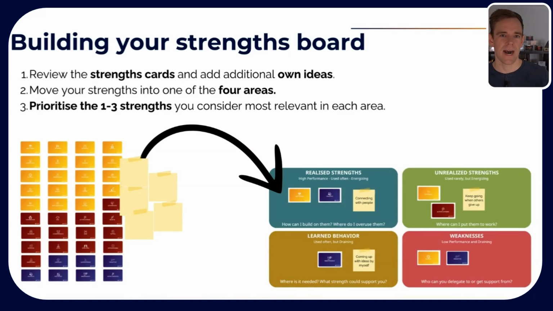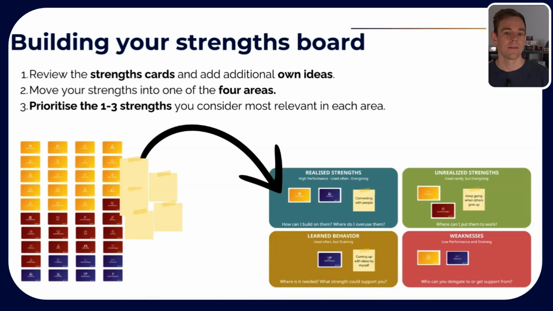First, we need to have a physical or online environment in which we can work with the cards. Then we let the client review the cards and place each card into one of the 4 categories: realized strengths, unrealized strengths, learned behaviors, or weaknesses. Feel free to add additional post-its and texts to reflect ideas that your client might not see in the cards themselves.